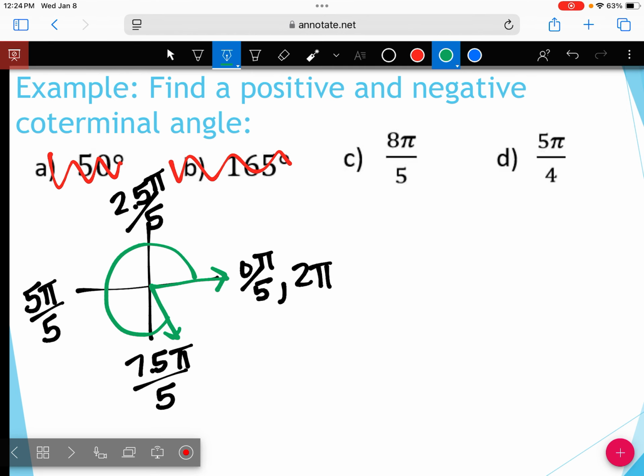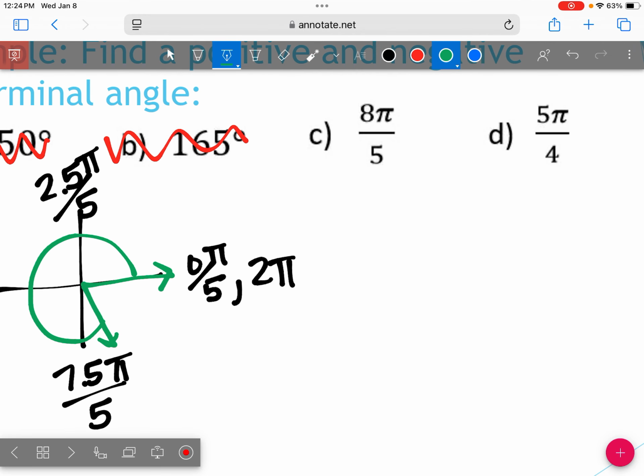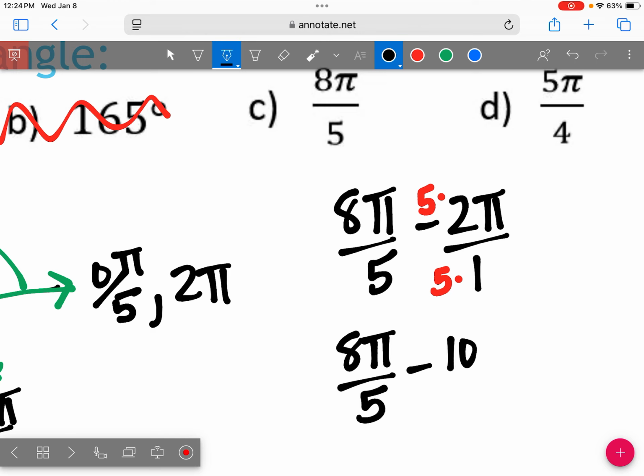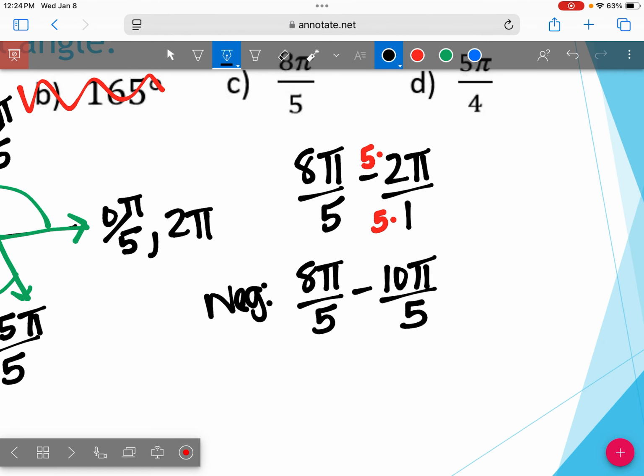All right, so now instead of adding and subtracting 360 in radians, I have to add and subtract 2 pi. So I have to take 8 pi over 5 minus 2 pi. Now you know that in order to add or subtract fractions, you have to have a common denominator, which means I need to multiply this fraction top and bottom by 5. So what we have is 8 pi over 5 minus 10 pi over 5. That's my negative angle. And then for our positive angle, I have 8 pi over 5 plus 10 pi over 5.